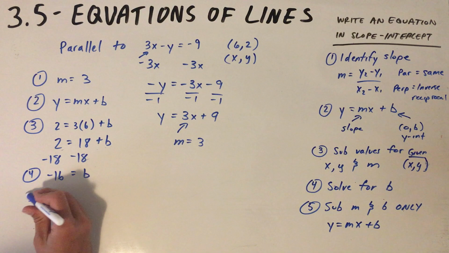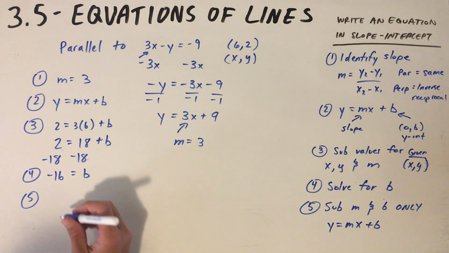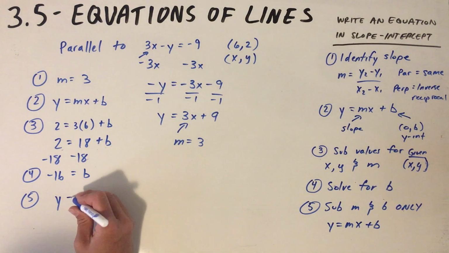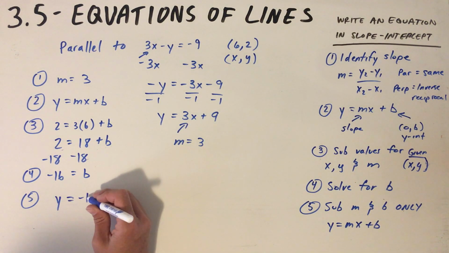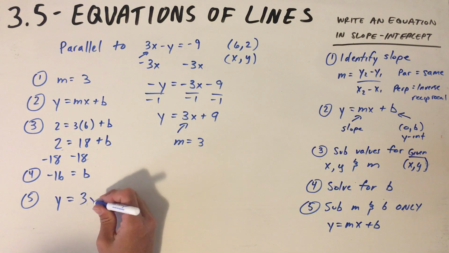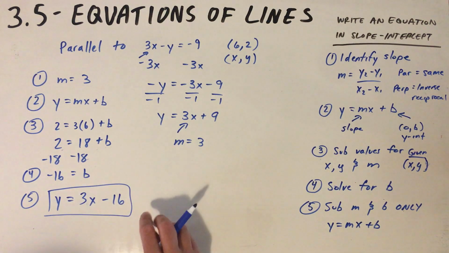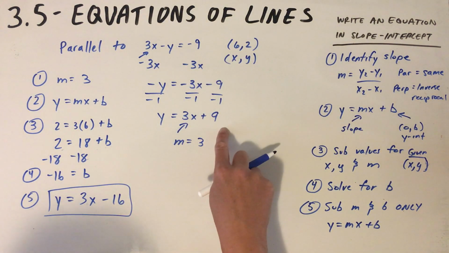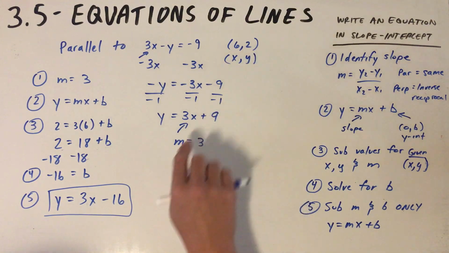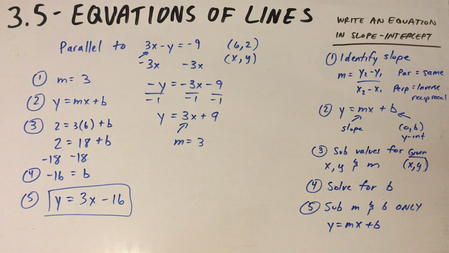Now that I know my m value of the line I'm looking for and my b value of the line I'm looking for, I can write the equation y is equal to m, which is 3, x plus b, which in this case is -16. So this line is parallel to this one but passes through those points. You can see they're parallel because they have the same slope, but they pass through different y-intercepts. Okay, so that's how you would write an equation of a line that is parallel.